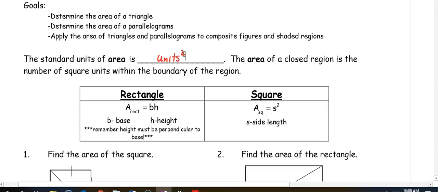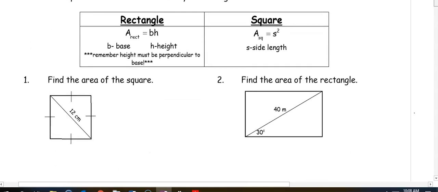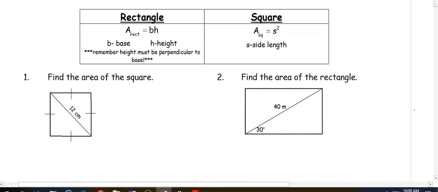The area is the closed region in the number of square units within the boundary of a region. So let's look at two shapes that we probably know how to find the area of already. We have a rectangle and a square. To find the area of your rectangle, we're going to do base times height. Remember that we need to have the perpendicular sides in our rectangle. So we have our height and our base.